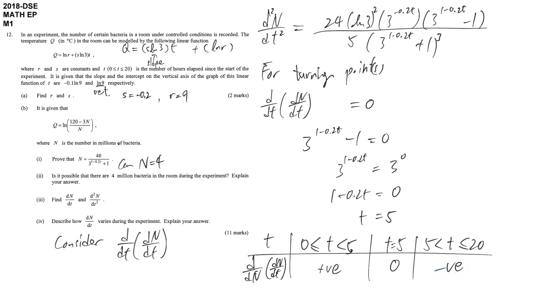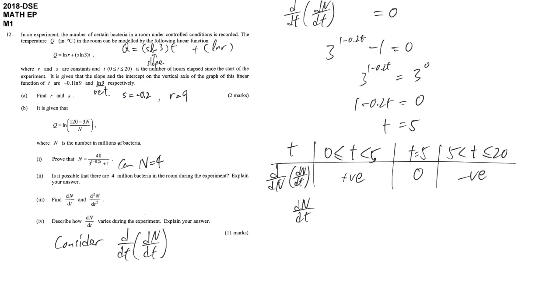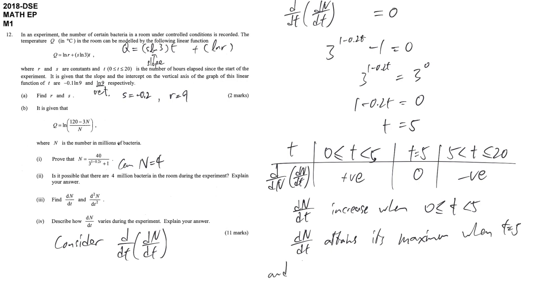Now the table shows that this function first increases, then at t equal to 5 becomes maximum, stops, and then goes down again afterward. The function we are considering will increase when t is between 0 and 5, attain maximum when t is equal to 5, and finally dN/dt decreases when t is between 5 and 20.